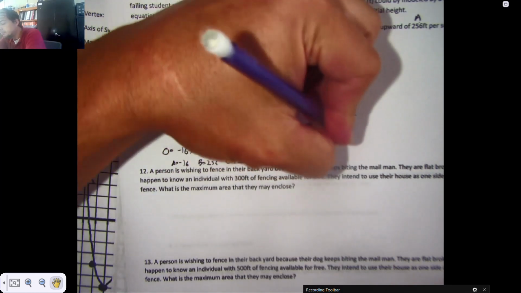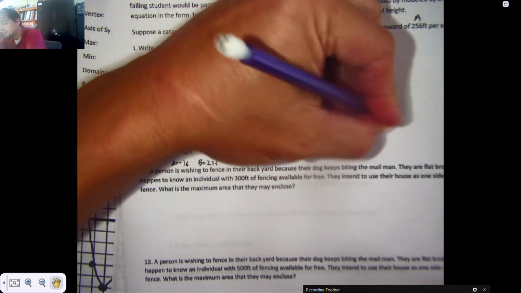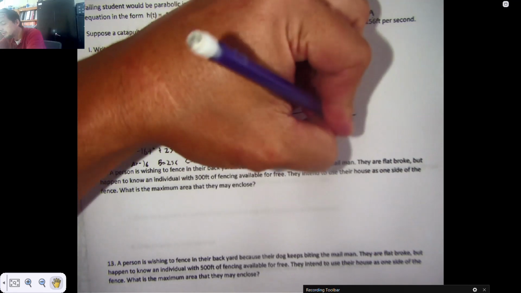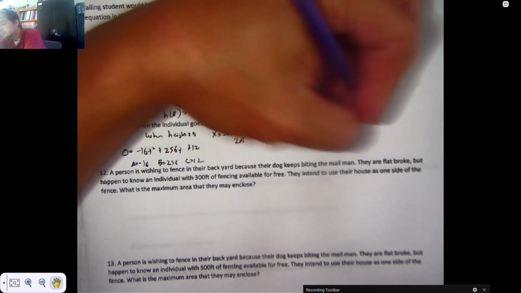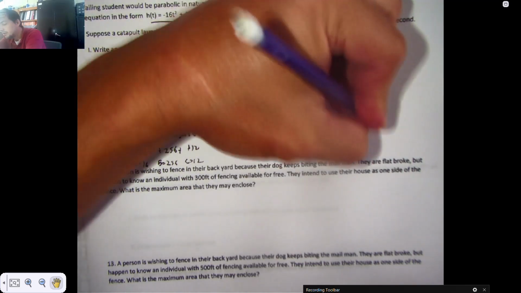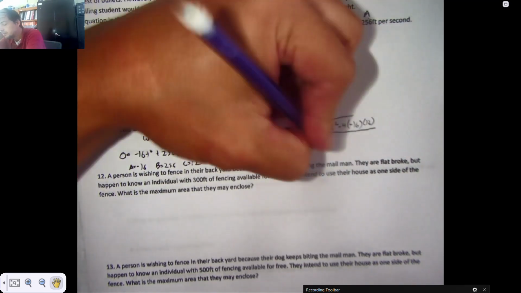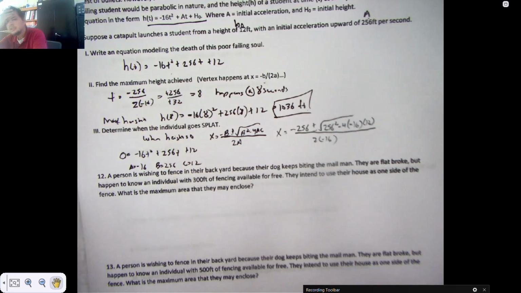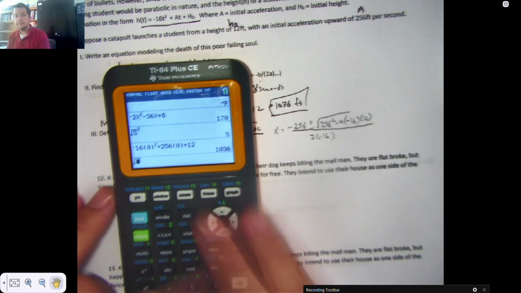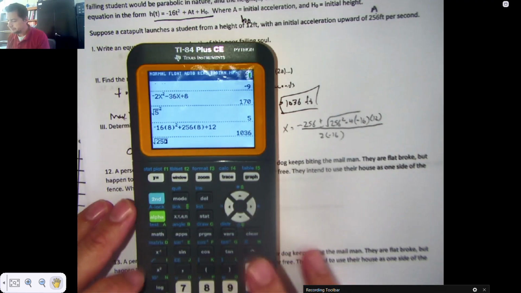All right, so opposite B. X is negative 256 plus or minus the square root of 256 squared. I don't have a clue what that is. I'm sure somebody in this world does, but I'm not that person. Minus 4 times A, which is negative 16, times C, which is 12. All sitting pretty over twice A, twice negative 16. Now, I know a lot of kids like to just be one and done. There's a reason I don't one and done these things in the calculator.